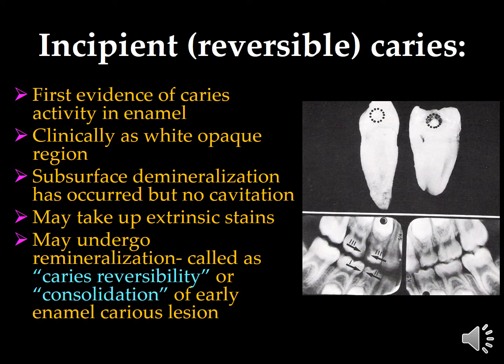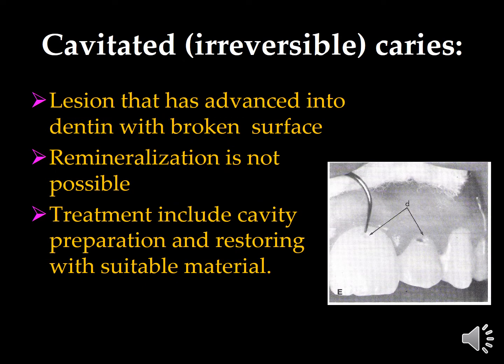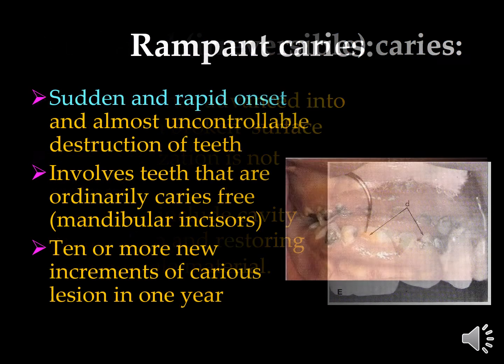Coming to the reversible caries lesion, also called the incipient caries lesion. It is a white spot chalky lesion seen on the tooth surface. It is an initial sign of demineralization. Cavitated caries lesions are the advanced caries lesions where there is a breakdown of the tooth surface. Remineralization of the tooth is not possible and the treatment is cavity preparation and restoring the tooth.